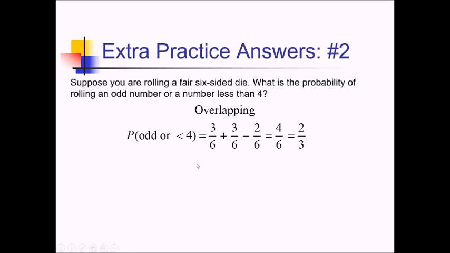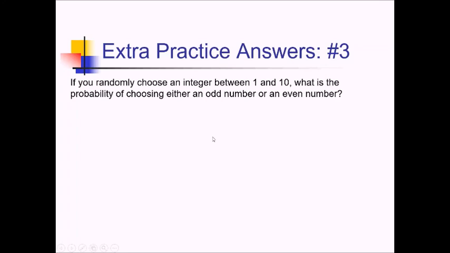than 4 number. For this problem, we're randomly picking a number between 1 and 10, an integer, and we want to know the probability of choosing an odd number or an even number. So because a number can't be both odd and even at the same time, there's no overlap between these two groups. They are disjoint. So that means we just find the probability of both of these and add them together.